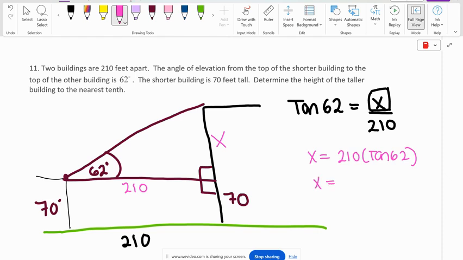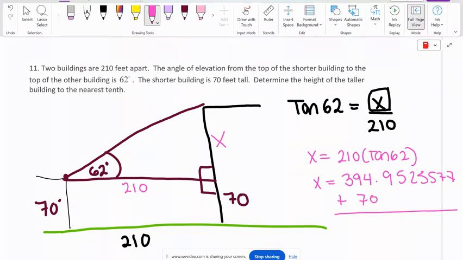And so x will equal 395.0. But then what are we going to do? I guess, actually, I will round at the end. 394.9525577. And then in your calculators, all you have to do is have that number and press plus 70. And so when you do plus 70, now you round your final answer. x is equal to 465.0 feet. All right, we're done.